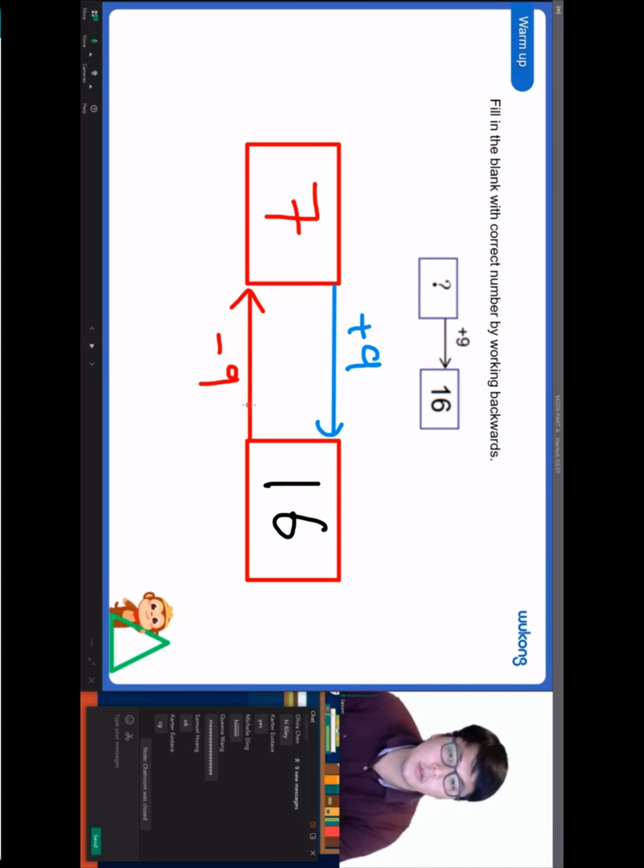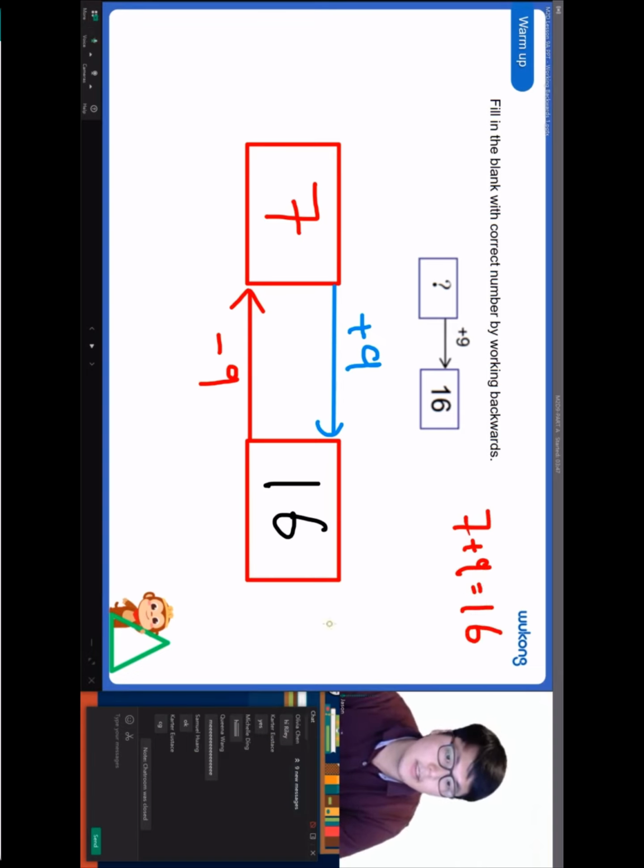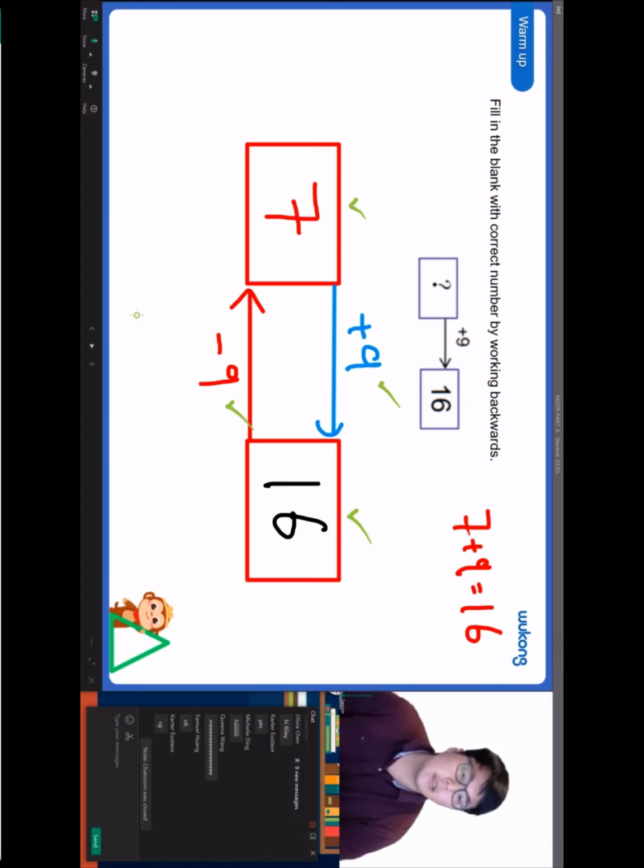How do you double check your work? Well, let's do it the normal way. So guys, what is 7 plus 9? So 7 plus 9, it's 16. So yes, our answer was correct. So all the numbers should be correct as well. Okay, so this is how you work backwards.